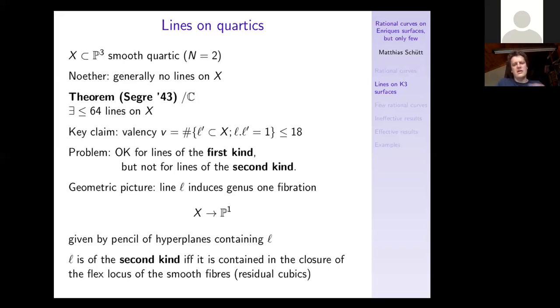So the line comes with a pencil of hyperplanes containing the line, and this induces a genus one fibration from the quartic to P1. And then you consider the residual cubics. So these are the fibers of the fibration, and the line is called of the second kind if it's contained in the flex locus of the smooth fibers, or in the closure of the flex locus. So this is a very specific property, and Segre thought also for these lines, the valency is at most 18.